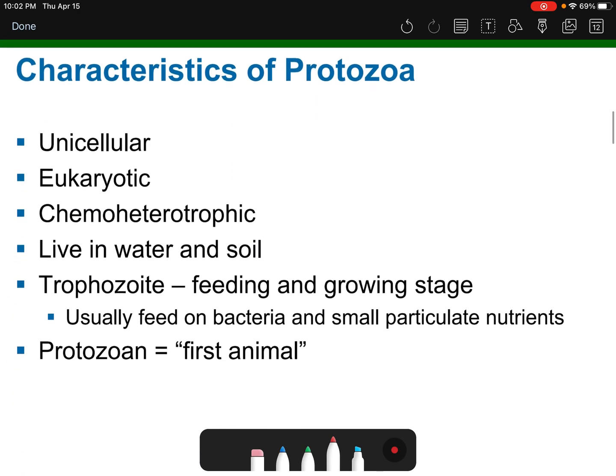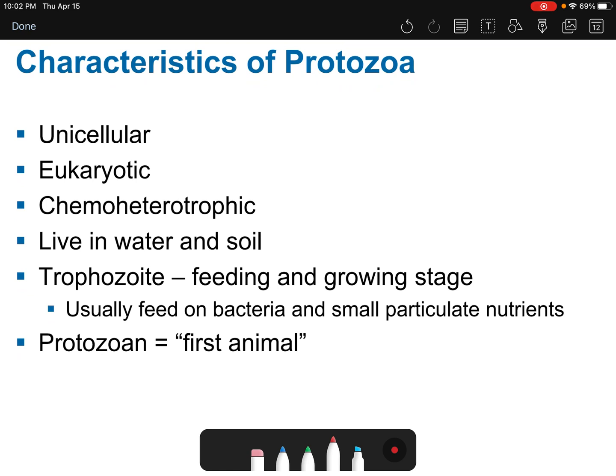So just a reminder of some of the characteristics of protozoa, and these are the animal-like protists. Remember, the protists are divided into the plant-like protists, which are the algae, and the animal-like protists that are the protozoa. And so protozoa are generally unicellular, one-celled. Of course, they're eukaryotic. They belong to Eukarya, that domain.